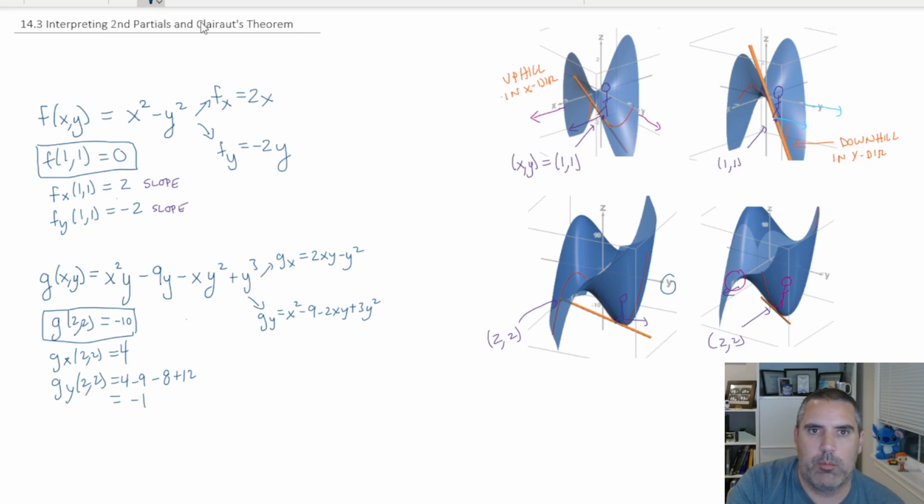Okay, so what about these second partials? Well, the second partial with respect to x says take the derivative with respect to x in, and you get 2.